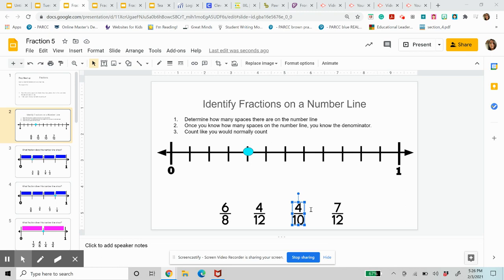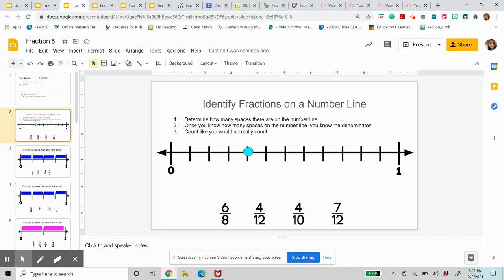All right, today we're going to talk about identifying fractions on a number line, okay? Remember we talked about, first of all, we want to determine how many spaces are between 0 and 1, okay? So that would be step one. We would want to count our spaces, and then once we know how many spaces we have, we know that's the parts to the puzzle, that's the pieces to the whole. So that's going to be your denominator, okay? And then you would count like you would normally do within fractions, okay?